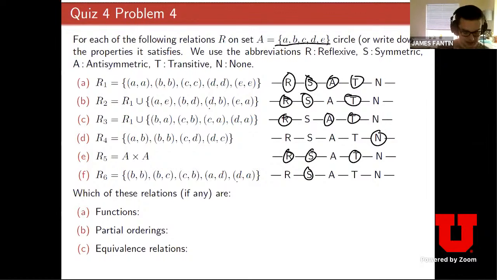So are there any questions for this first part, on any of these relations and why all of these are correct?